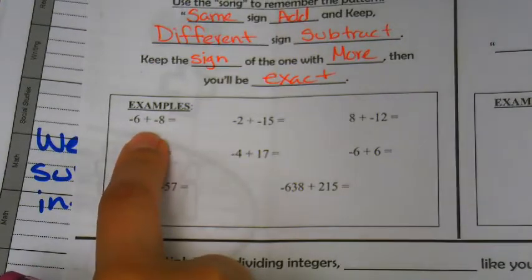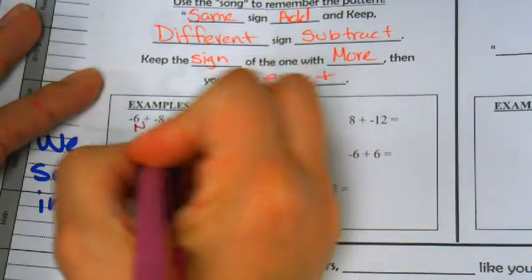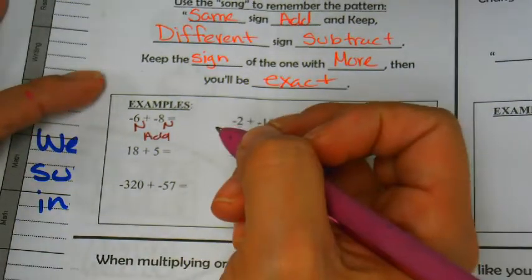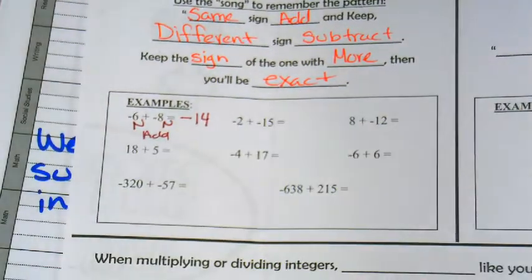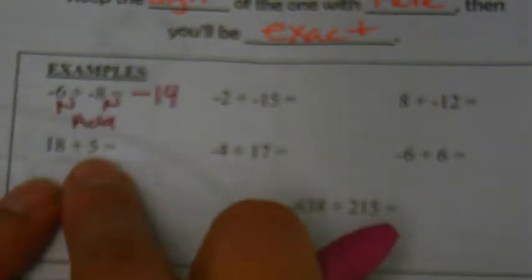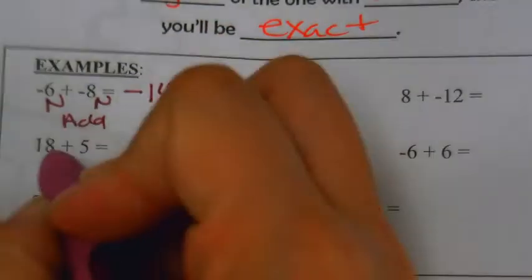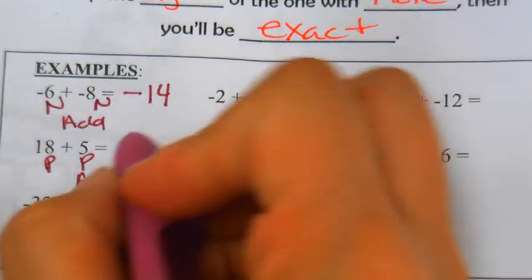Let's do some examples. Are they the same or different? Same. So negative, you're going to add. Use your fingers. What's your answer? Negative 14. Okay, the next one at the bottom. What kind of number is 18? Positive. Some kids get confused. It's a positive, just like in 2nd grade, but you didn't know it was a positive. Positive, so add. What's 18 plus 5? Use those fingers. Good.